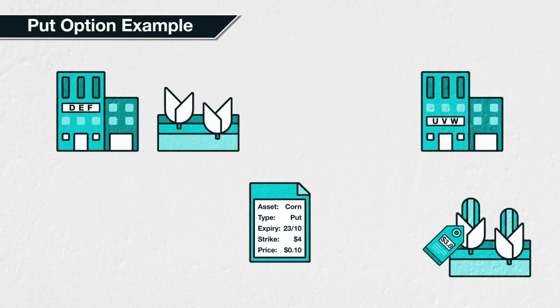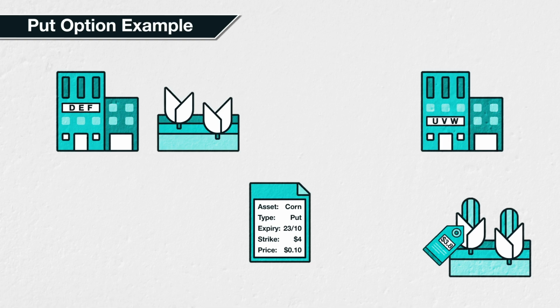This agreement between DEF and UVW is essentially a put option. DEF has paid a fee to UVW, and in exchange UVW has given DEF the option to sell them corn at $4 per bushel in October. DEF does not have to sell the corn at $4 per bushel, they just have the option to.